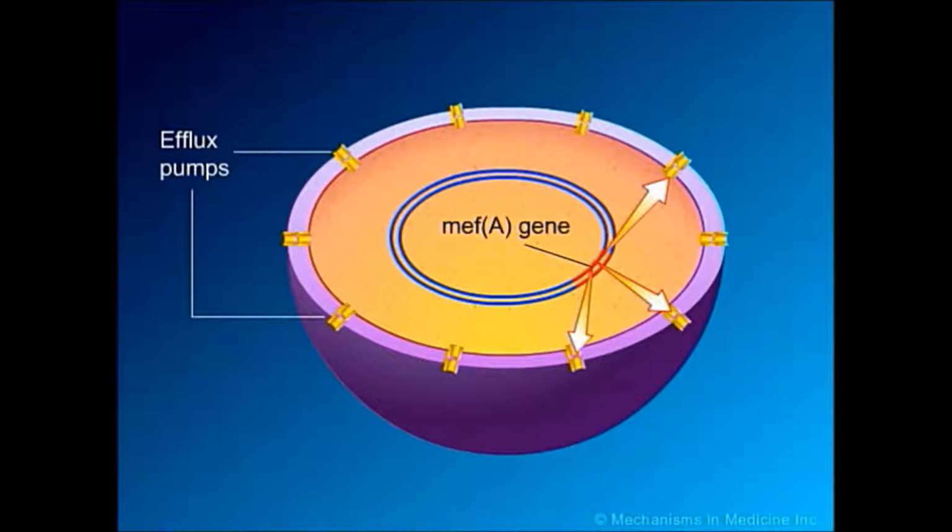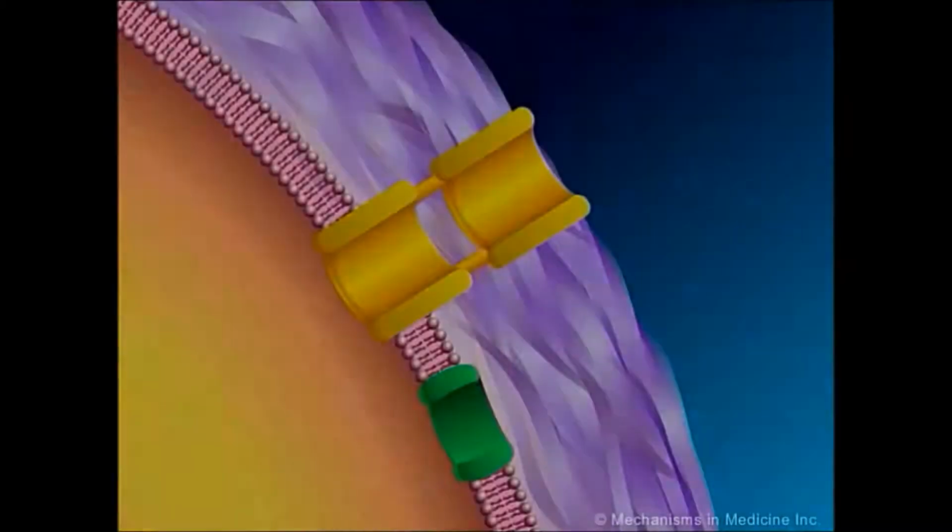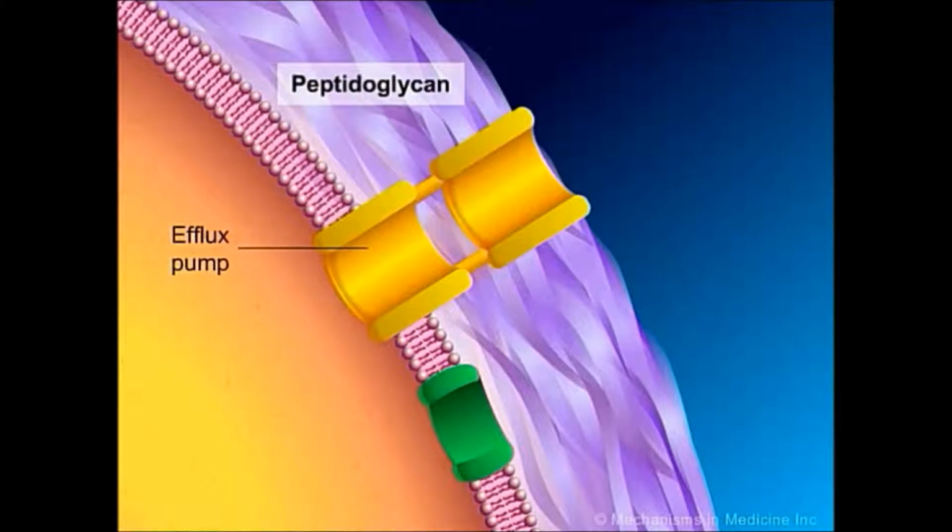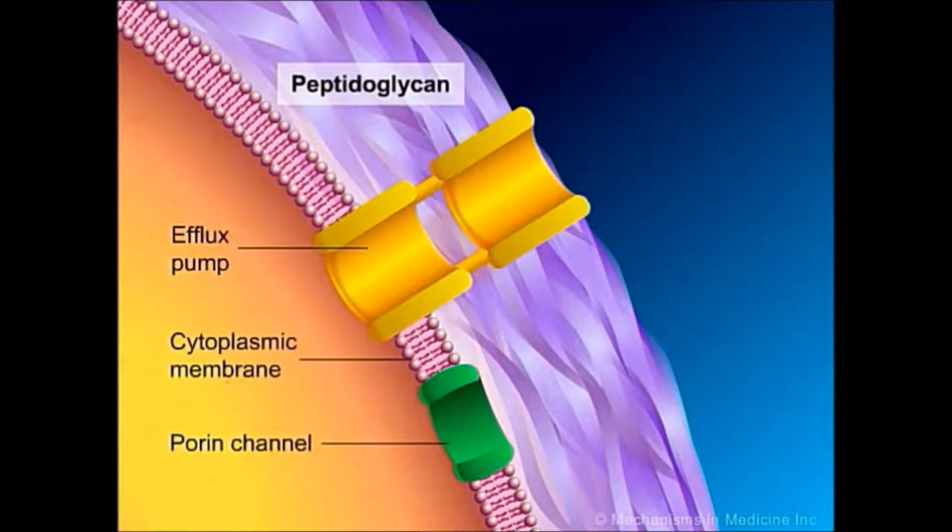These pumps traverse the cell membrane. In other bacteria such as Staphylococcus aureus, for example, a different efflux system, which is plasmid mediated and encoded by the MSRA gene, results in macrolide resistance as well as lincosamide and streptogramin resistance in some cases.